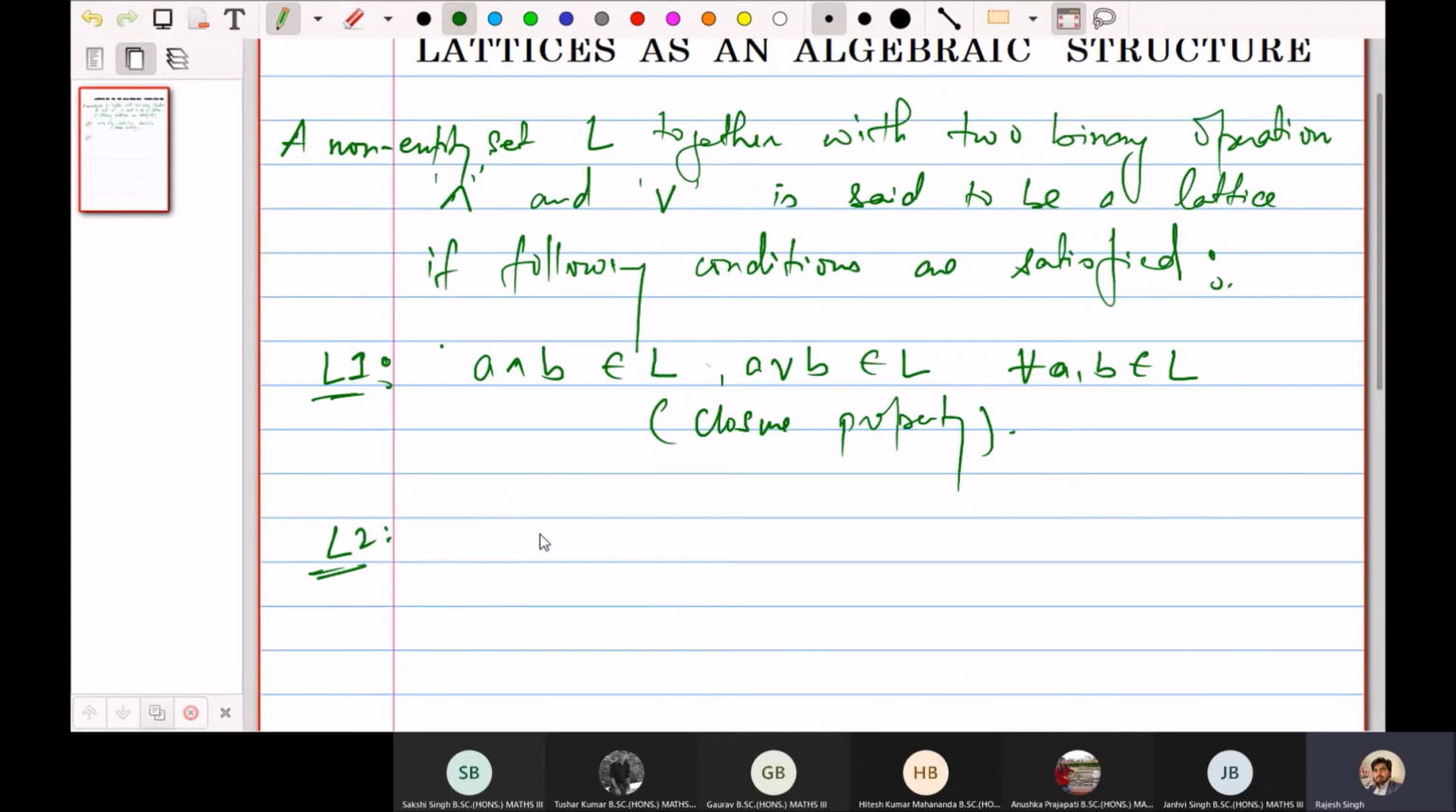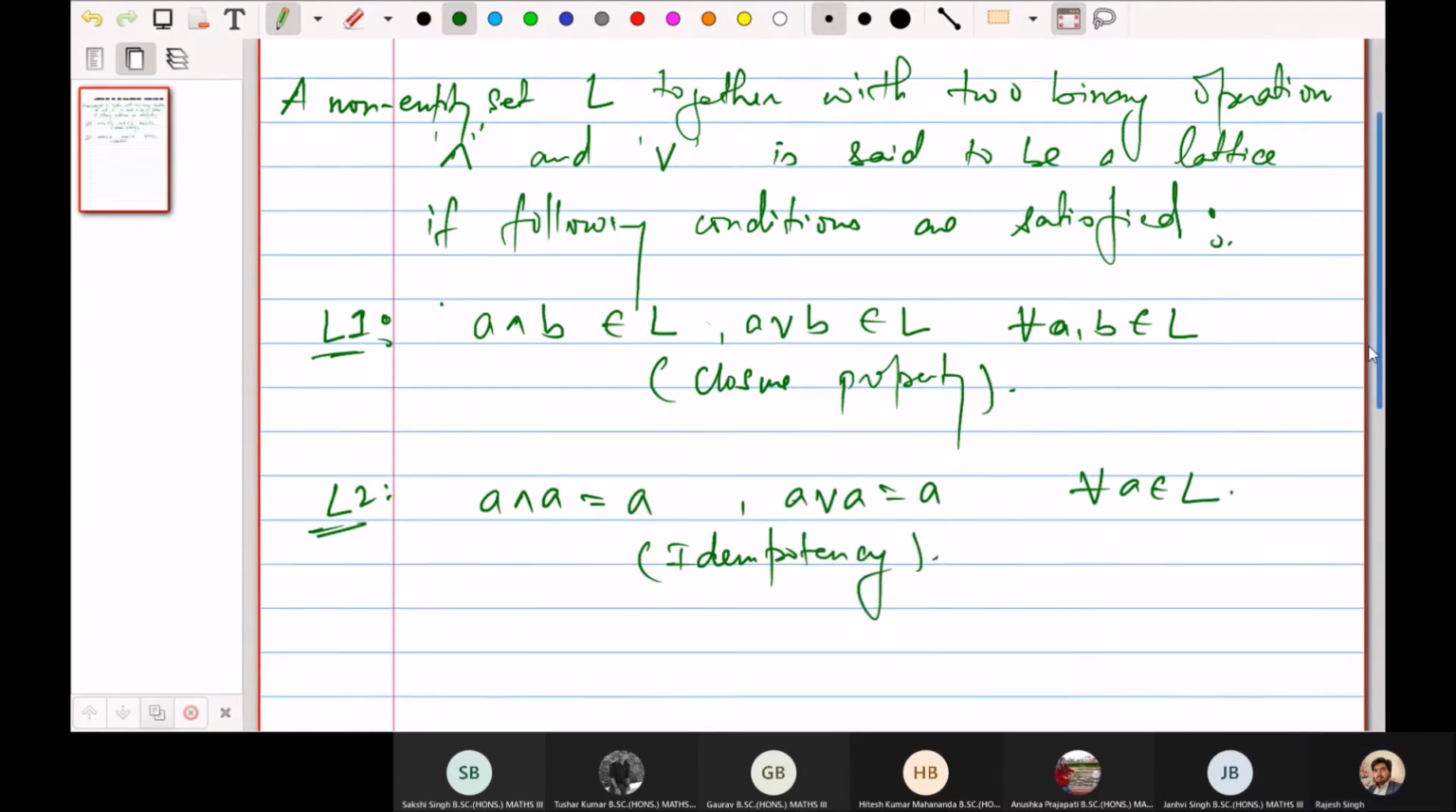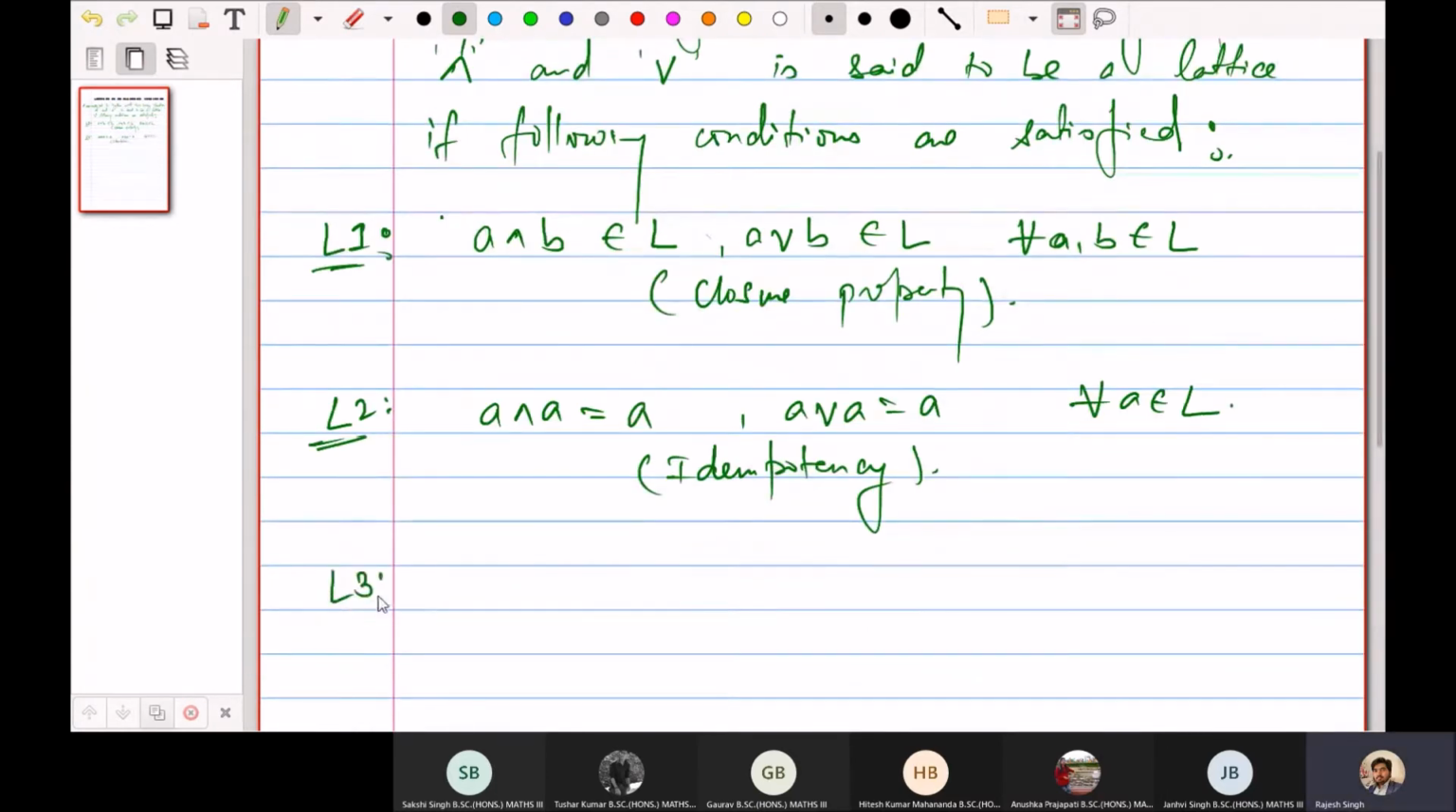What is idempotency? A cap A should be equal to A and A cup A should be equal to A for all A belonging to L. This property is called idempotency. Then next, what is the property?